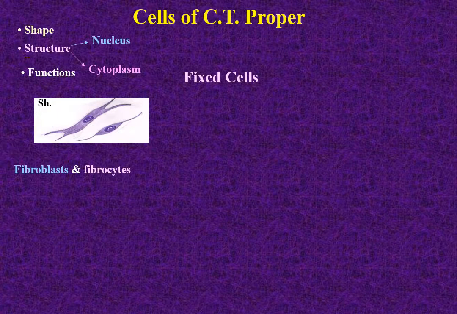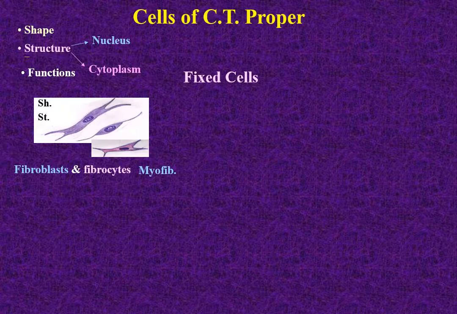They are flat, branched cells, spindle-shaped in side view. The nucleus is large, pale, and oval. The cytoplasm is scanty, basophilic, granular, with well-developed Golgi body, rough endoplasmic reticulum, and many ribosomes. Fibrocytes, on the other hand, are less active fibroblasts with dark nuclei and acidophilic cytoplasm.